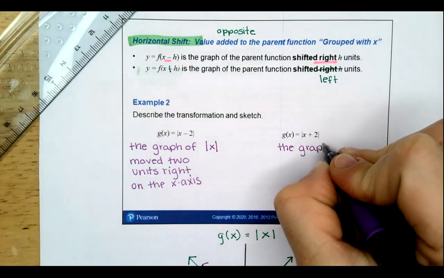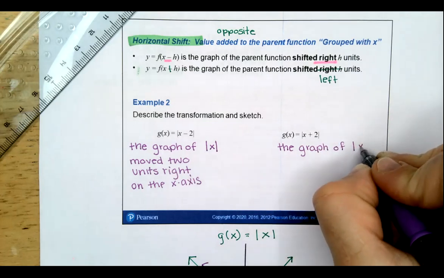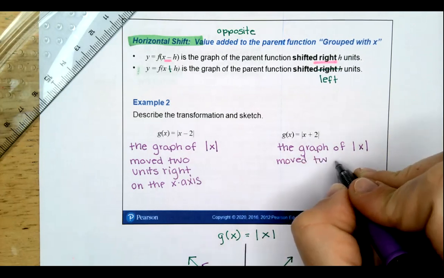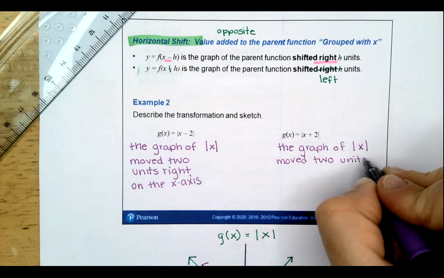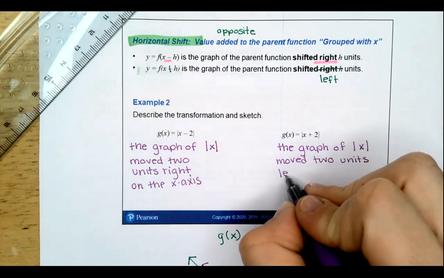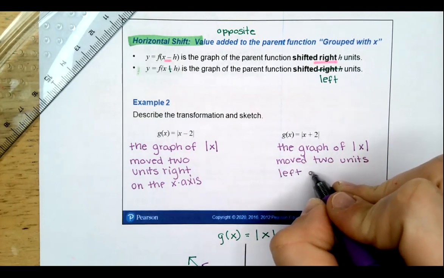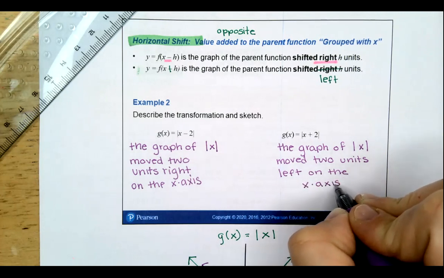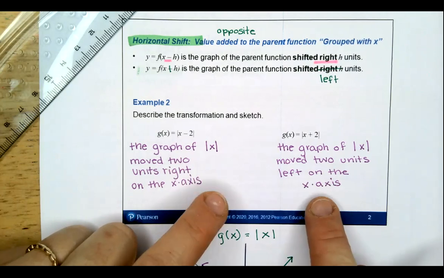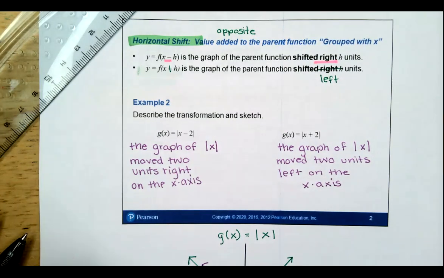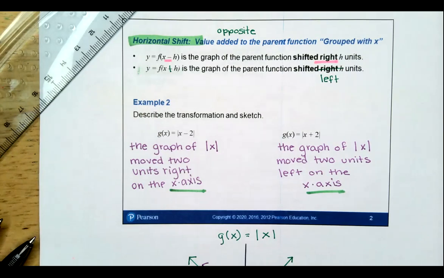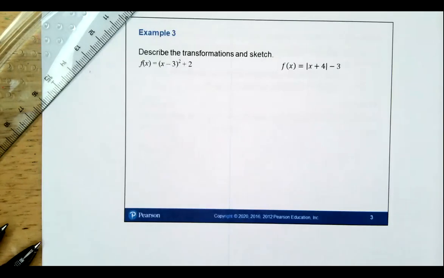This is the graph of the absolute value of x moved 2 units left on the x-axis. Make sure you can associate the x-axis with horizontal. Horizontal shift means we're talking about left and right. So those are our shifts.